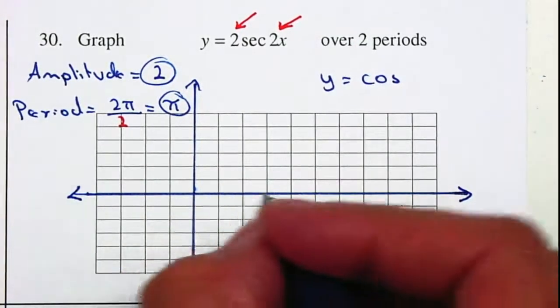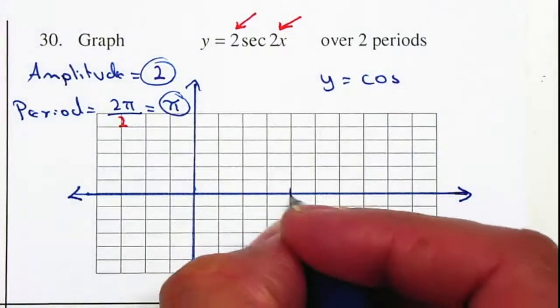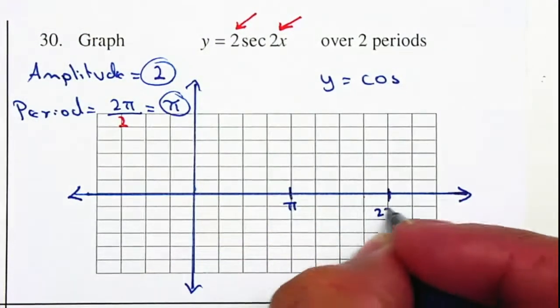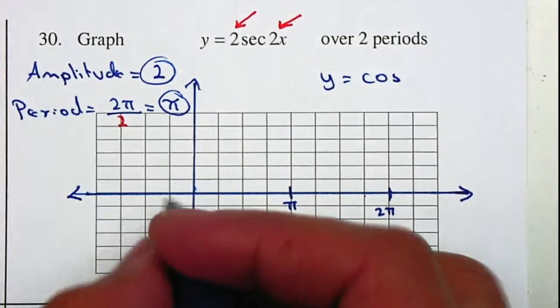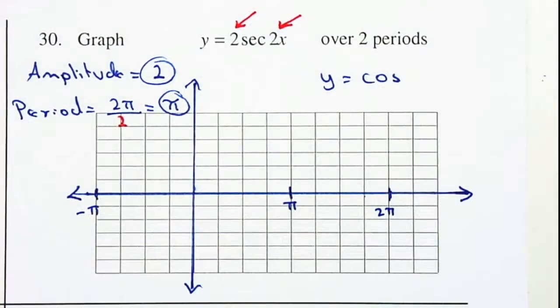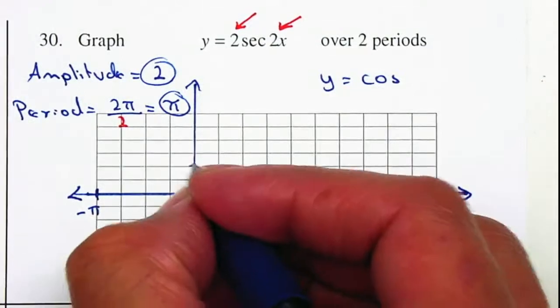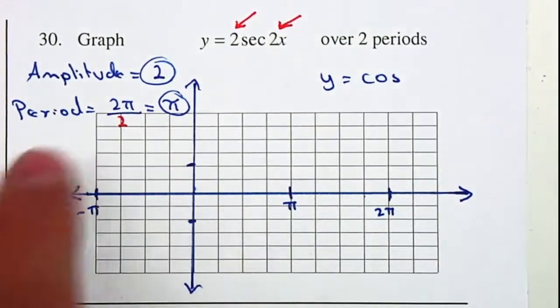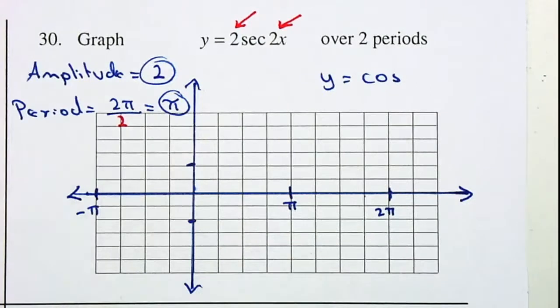Every 4, I'm going to make it pi. 1, 2, 3, 4, that'll be 1 pi. 1, 2, 3, 4, that'll be 2 pi. 1, 2, to the left, 1, 2, 3, 4 will be negative pi. My amplitude is 2, up 2, and down 2. And my period is pi. There's no shift, so therefore I'm going to start at 0, and I'm going to end at pi.